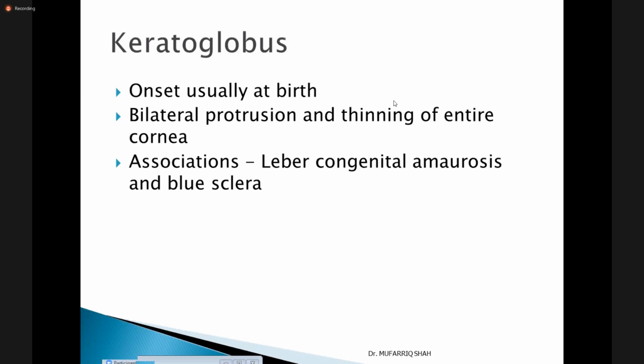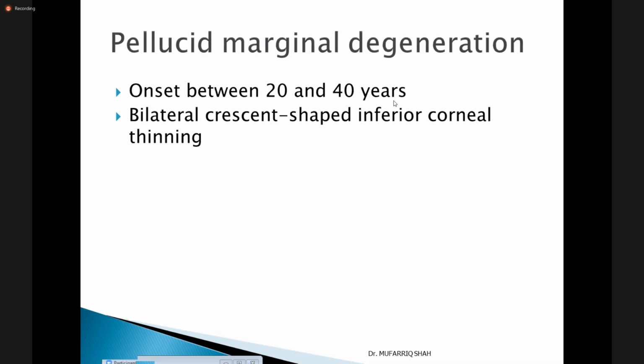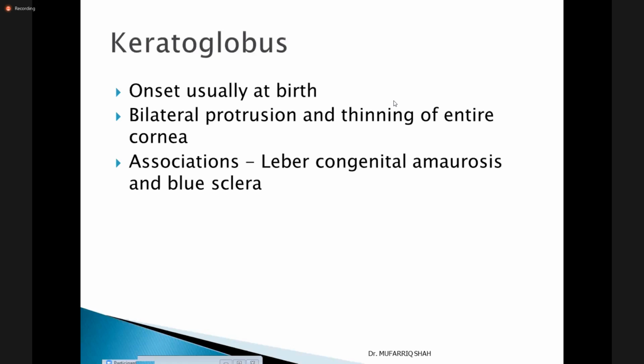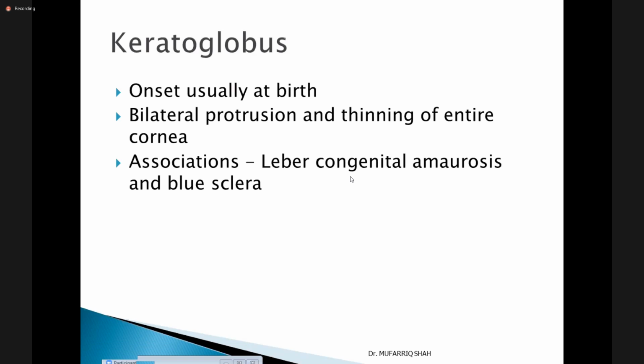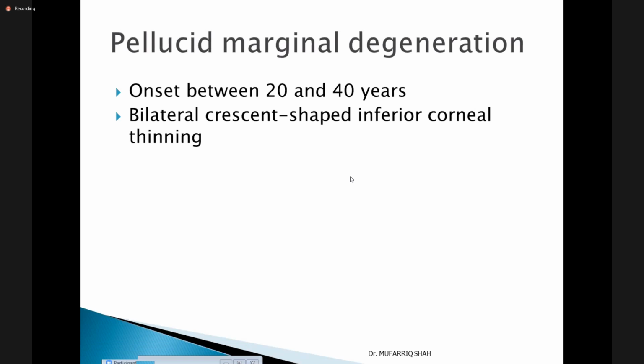Keratoglobus usually has its onset at birth. It is a bilateral protrusion and thinning of the entire cornea, and associations may include Leber congenital amaurosis and blue sclera. Pellucid marginal degeneration has its onset between 20 and 40 years. It is a bilateral crescent-shaped inferior corneal thinning. So in pellucid marginal degeneration there is inferior corneal thinning, but in keratoglobus the entire cornea thins. This is the difference between keratoglobus and pellucid marginal degeneration.